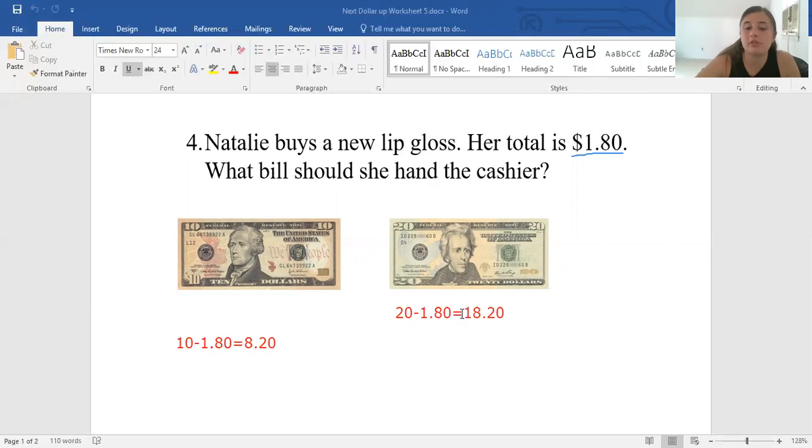So let's look at the difference here. If we use a $20 bill, we're going to get $18 back in change. If we use a $10 bill, we're going to get $8 back in change, which is just a little bit more reasonable. So you want to try to use smaller bills when you're covering smaller purchases. It helps the cashier out and it makes it easier for you to deal with the amount of change you're going to use. So in this situation, we want to use the smaller bill, the $10 bill.